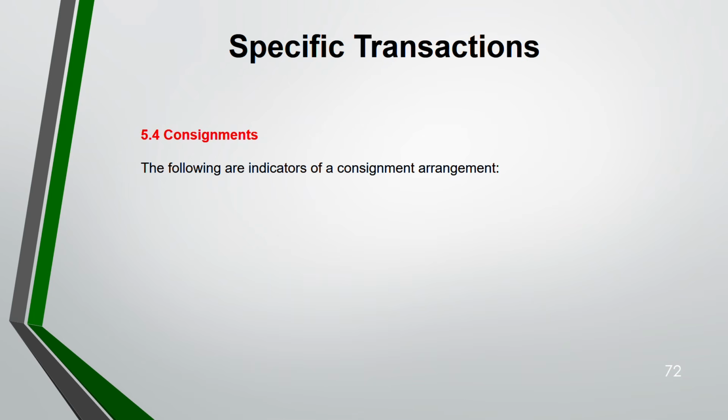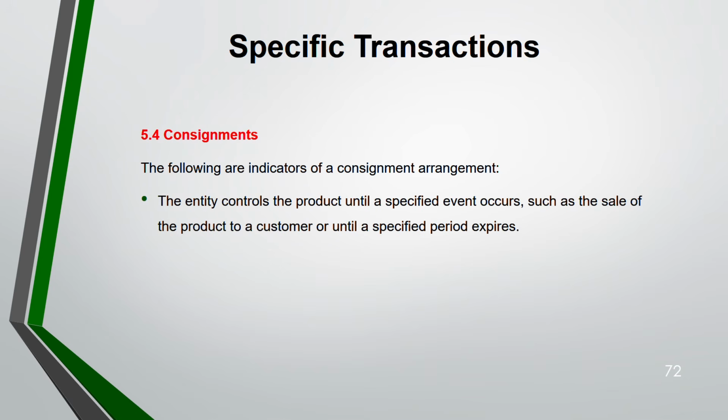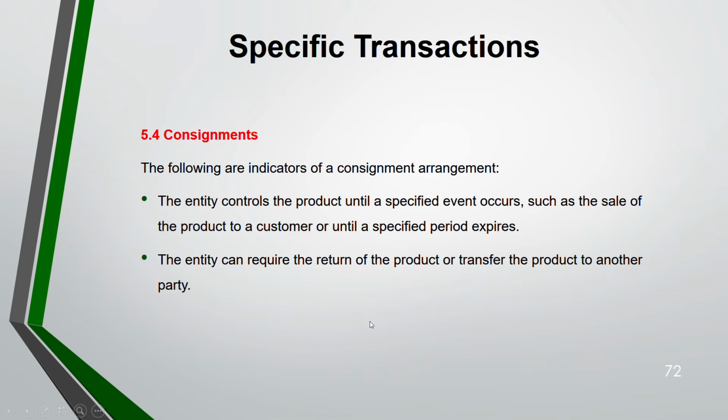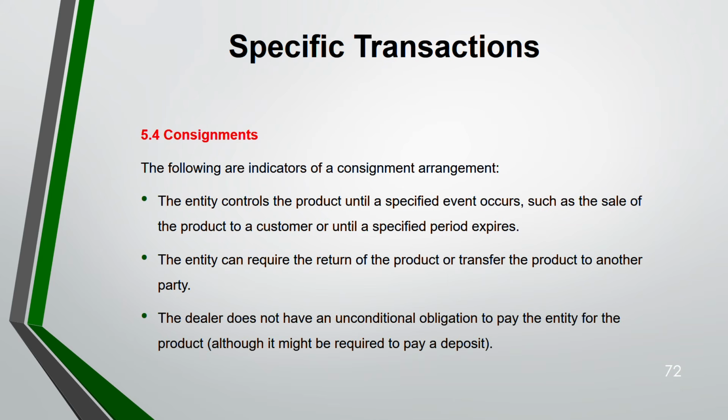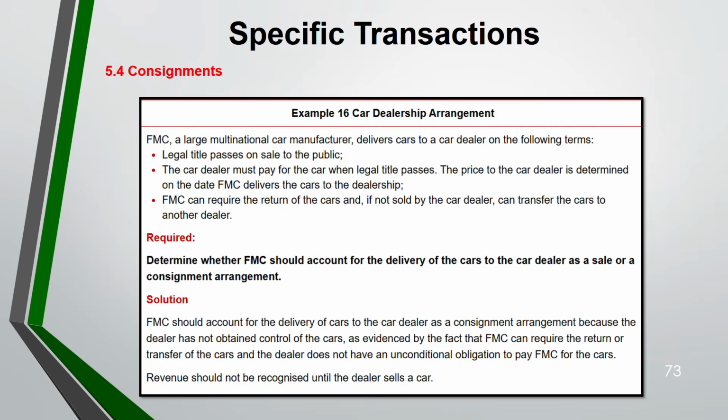So these are the indicators of a consignment arrangement. First, the entity controls the product until a specified event occurs, such as the sale of the product to a customer, or until a specified period expires. Next, the entity can require the return of the product or transfer the product to another party. The dealer does not have any unconditional obligation to pay the entity for the product, although it might be required to pay a deposit. Okay. Now, example 16.